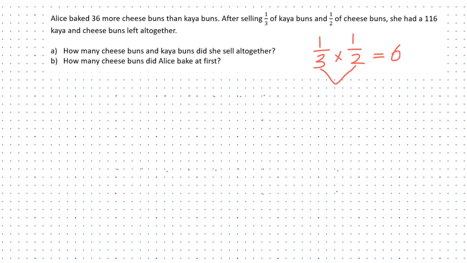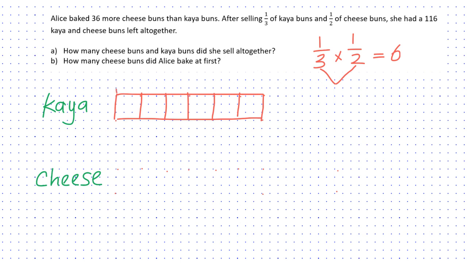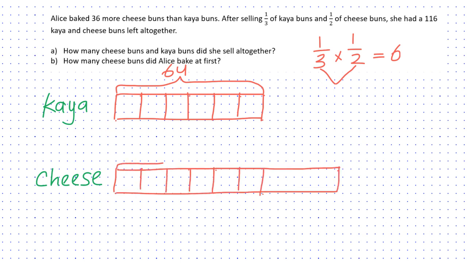Now I will be drawing the model. So kaya and cheese. I'm going to draw that Alice baked 6 units of kaya buns, and 6 units plus 36 more cheese buns. So she sold 1/3 of kaya buns, which is 1/3 of 6 units. That will be 2 units. I will mark that in blue.